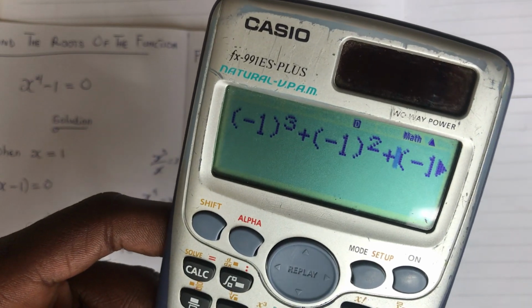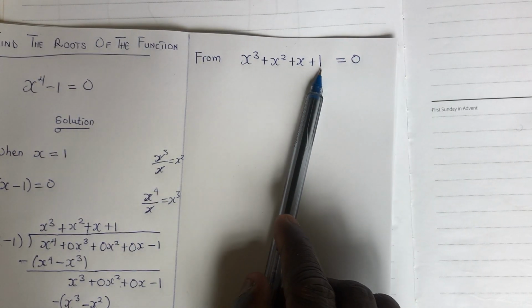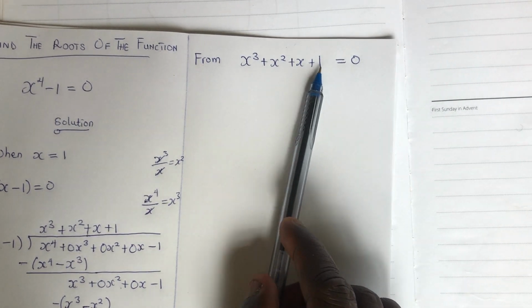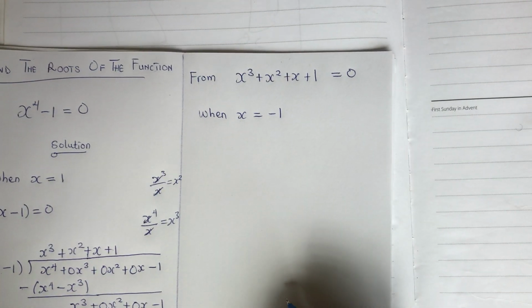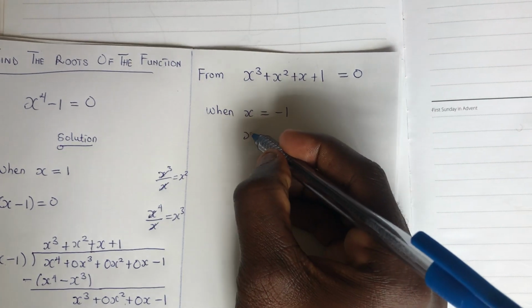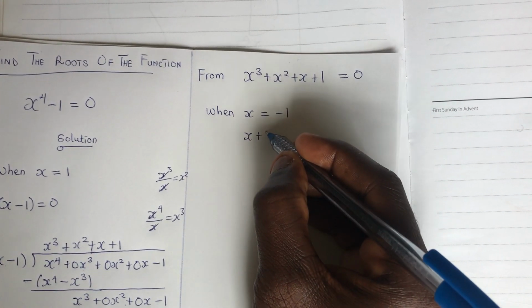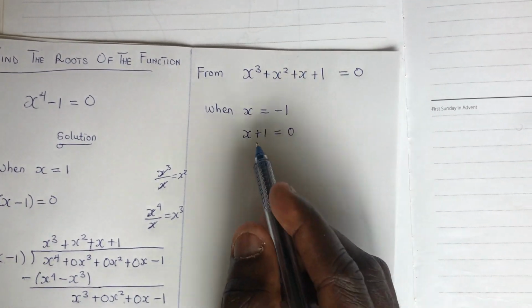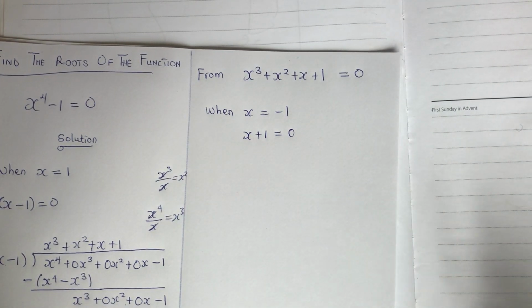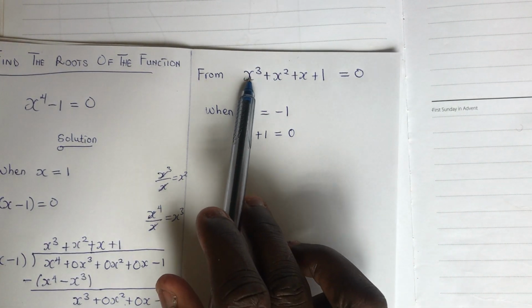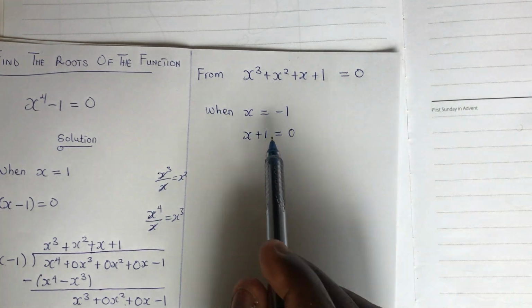Now we know that negative 1 is a factor of our quotient. So now we can use negative 1 to do the division. So we have to equate it to 0. So we have x, we cross this one, plus 1 is equal to what? 0. So x plus 1 is our new function. It's a binomial function that can be used to divide this one. So we call it the divisor.